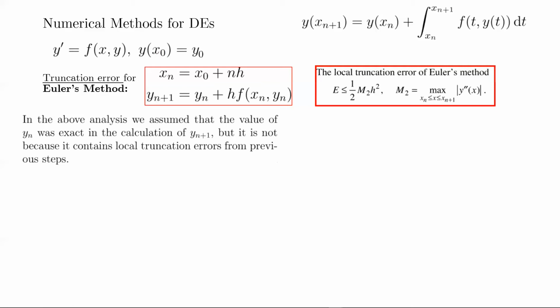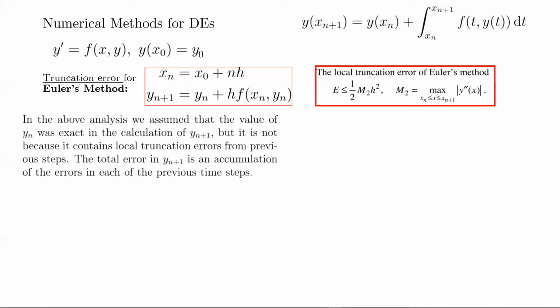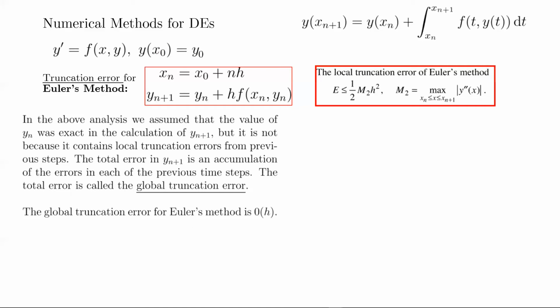So we get this build-up of error from successively inaccurate approximations. So the total error in yn plus 1 is actually the accumulation of the errors in each of the previous steps, okay? So the more steps you take, the more local truncation error you'll have to account for. Okay, so we call this total error the global truncation error. And the global truncation error for Euler's method is of order h. In other words, the global error grows linearly.